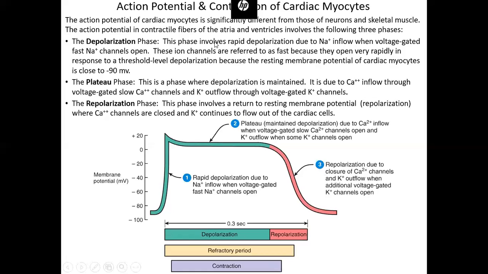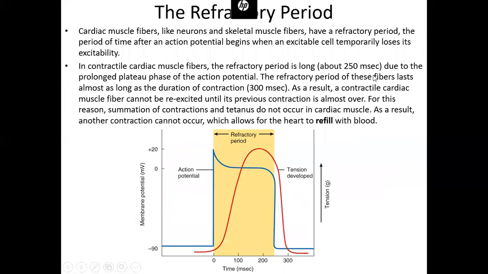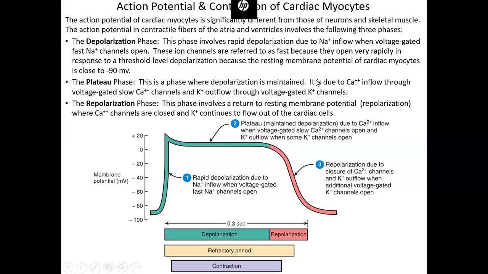plateau phase, which is, as it says, the depolarization is maintained due to calcium inflow through voltage-gated slow calcium channels and potassium outflow through voltage-gated potassium channels. Now, the voltage-gated potassium channels are the same ones that we saw back when we talked about neurons that would cause the neuron to return back to resting membrane potential. But the fact is now we're allowing calcium to come in, which kind of negates the flow of potassium out.